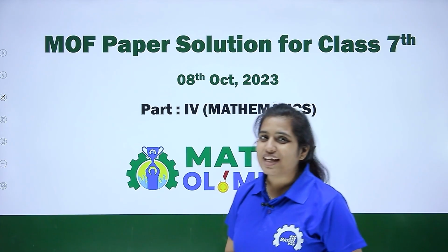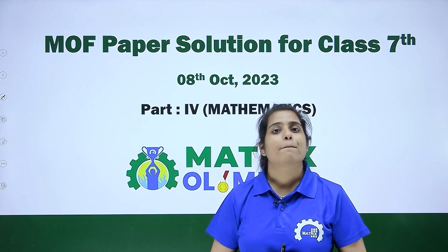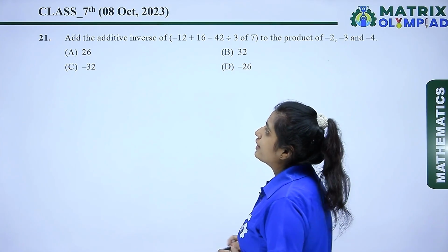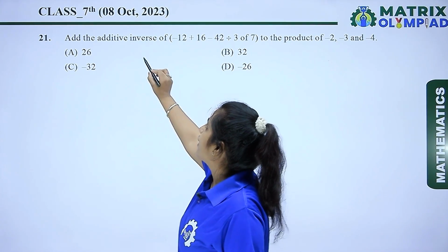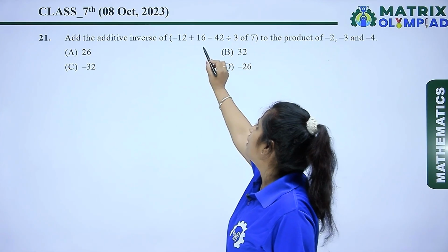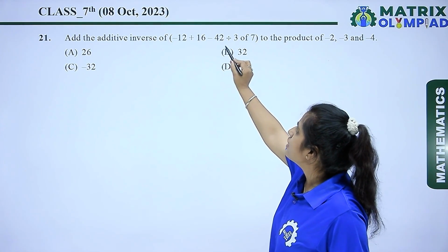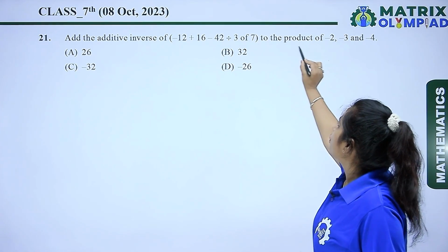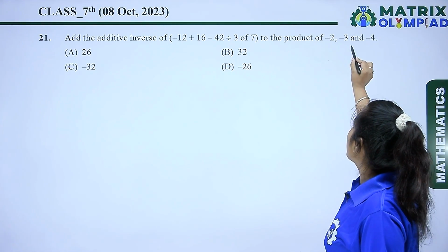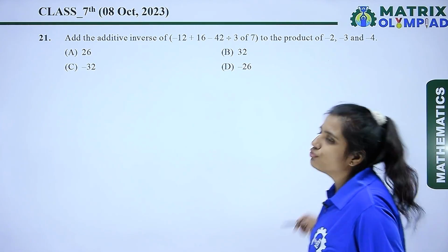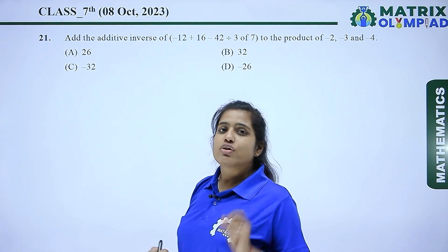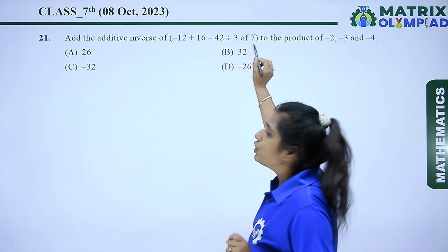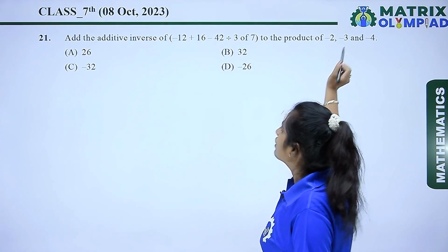Now let's begin the solution of the paper. In this 21st question, it is said: add the additive inverse of minus 12 plus 16 minus 42 divided by 3 of 7 to the product of minus 2, minus 3 and minus 4. Here we have to add the additive inverse of this expression to the product of the given numbers.